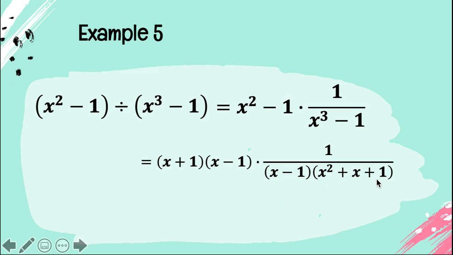After that, we need to cancel the common factor, which is x minus 1, and then multiply the remaining factors. So that will be x plus 1 times 1. We'll just have x plus 1 all over x squared plus x plus 1. So that will be our final answer. Again, do not cancel 1, do not cancel x.